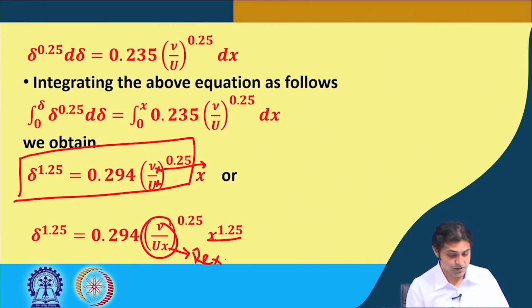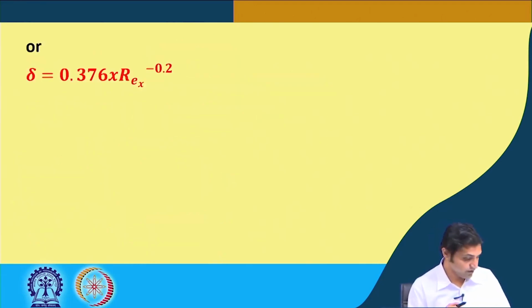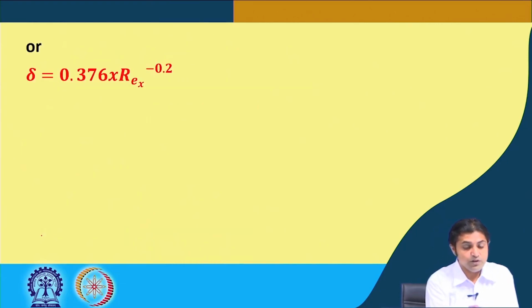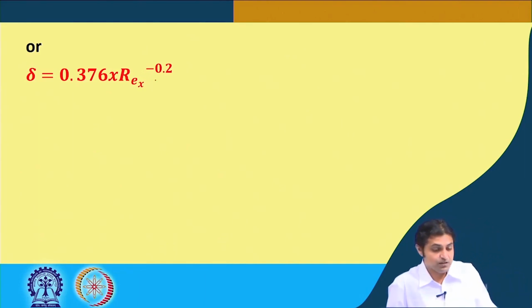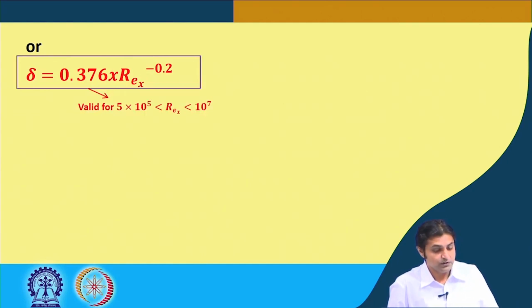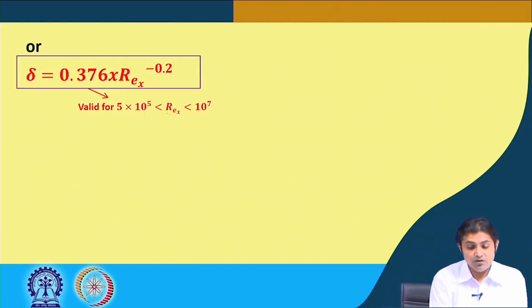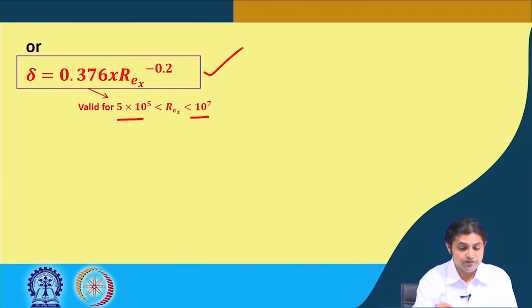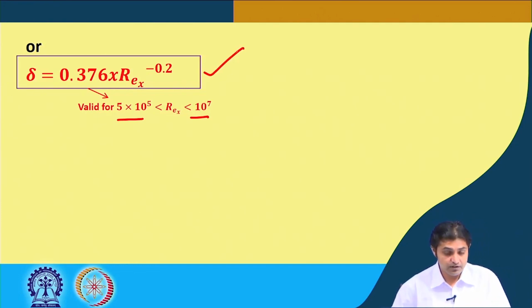A similar expression. So simply what we have done is, this was delta to the power 1.25, so this will become 0.25 divided by 1.25, and writing in terms of Reynolds number, 0.294 will become 0.376 x into Reynolds number to the power minus 0.2, and this is valid for Reynolds number between 5 into 10 to the power 5 and 10 to the power 7. This is the boundary layer value for a turbulent flow.